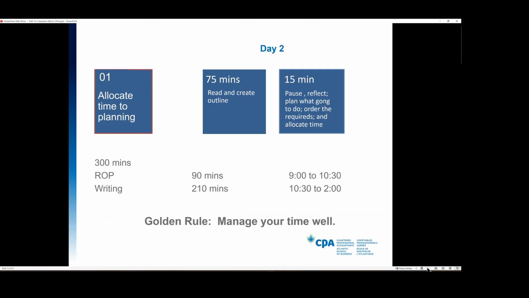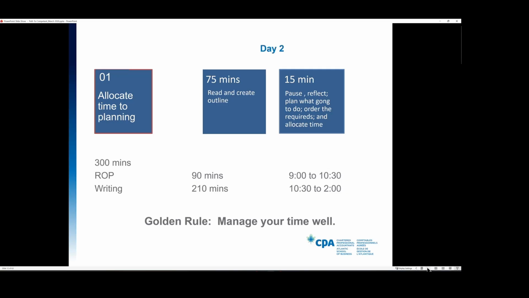CPA Canada recommends that you allocate 90 minutes for a day 2 case for what we call ROP, which is reading, outlining, and planning. So it's important to put the start time of 9 o'clock. You're going to start your exam at 9, and then your stop time should be 10:30.